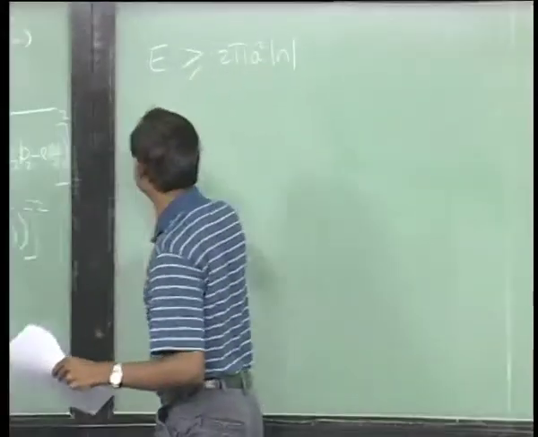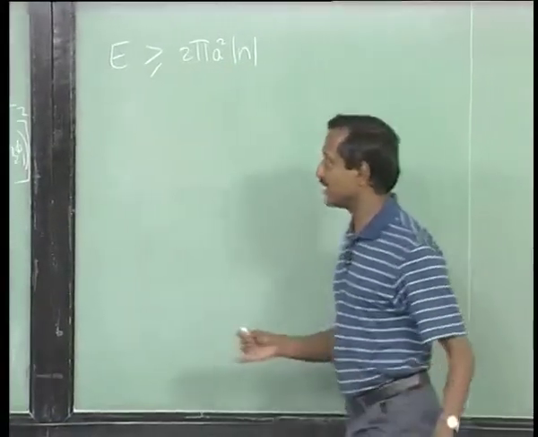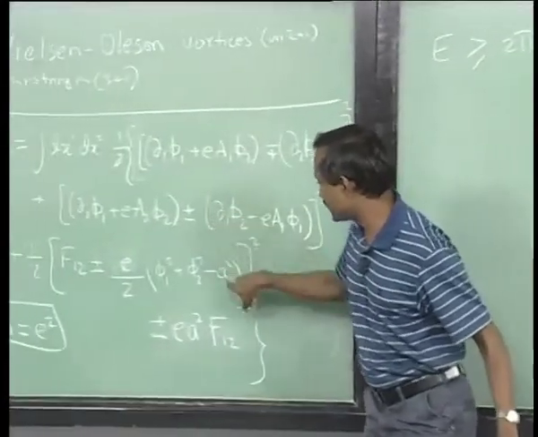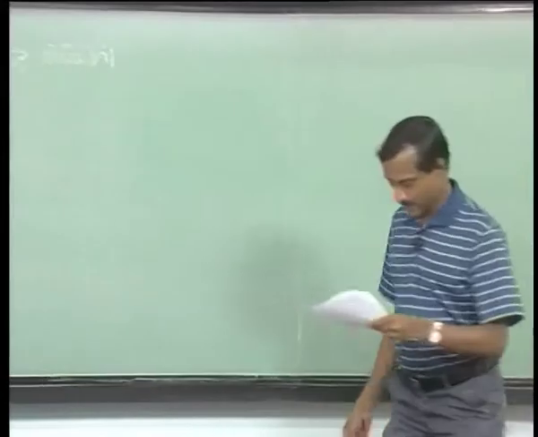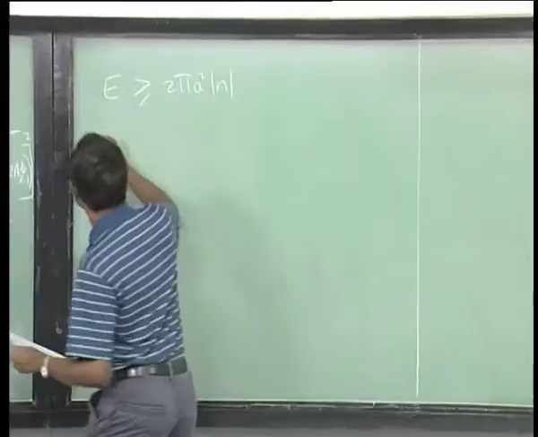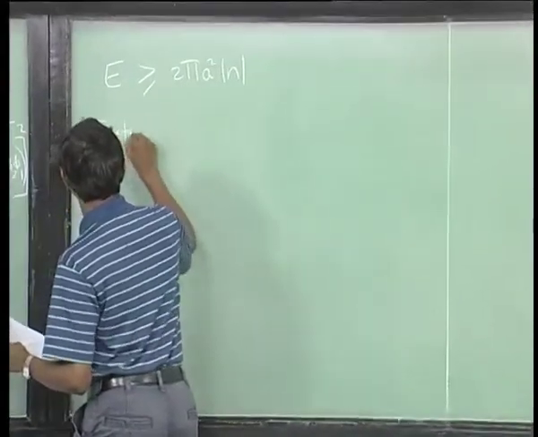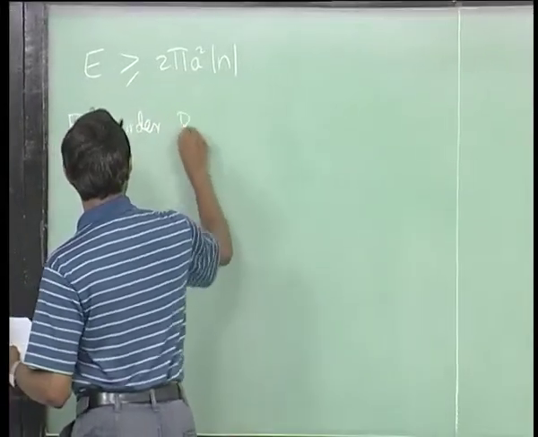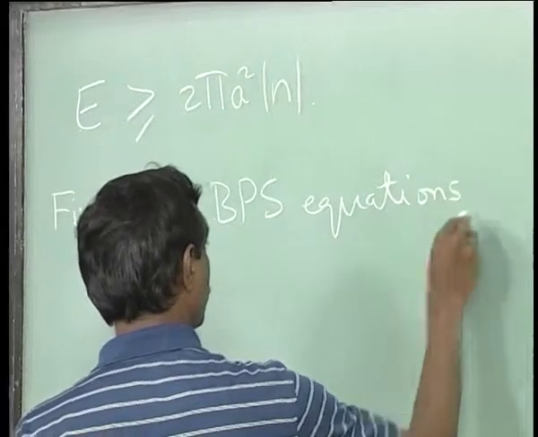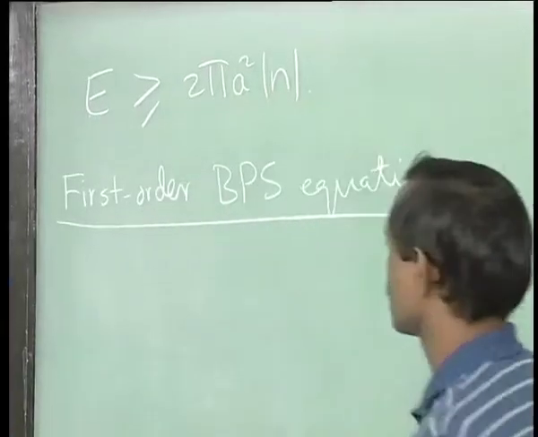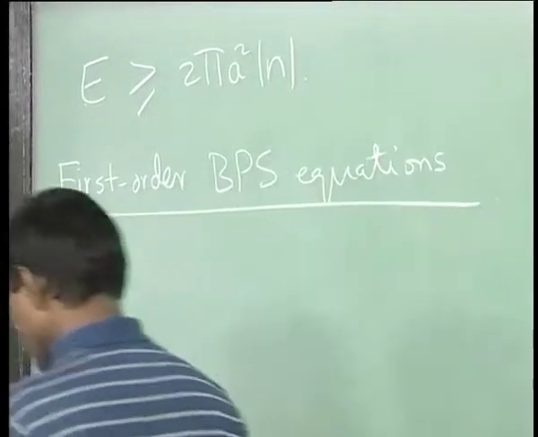Okay, good. So, now we have to get back to the equations. The equations correspond to setting these terms in the square bracket equal to 0. Okay. So, the first order BPS equations, the first order BPS equations.